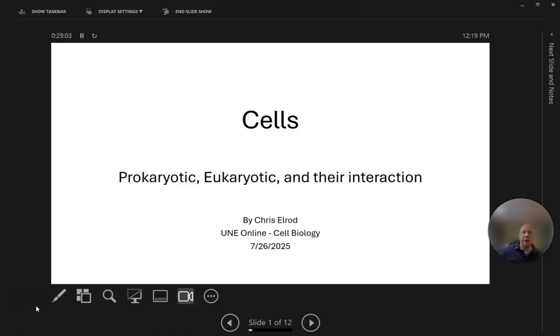Cells: prokaryotic, eukaryotic, and their interaction. All living things are composed of cells. The cell is a basic functional unit of life, and cells arise from pre-existing cells and carry genetic information.